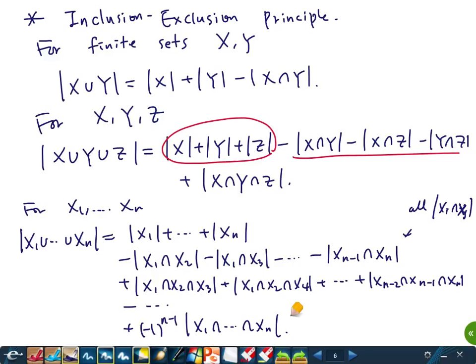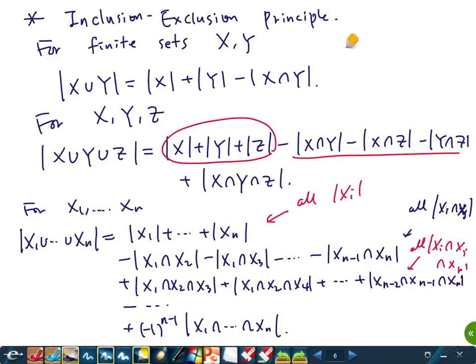So here, this is the same: all possible intersections of one set, for the intersection of one set is just itself. All xi here, all xi intersect xj here, all xi intersect xj intersect xk, etc. Like that. And the signs are alternating, plus, minus, like so. I'm not going to prove this, but it can be proved using induction on n.